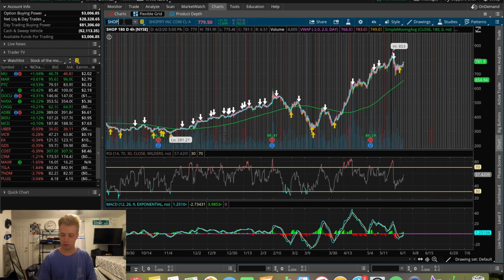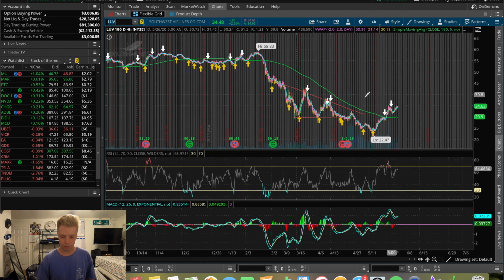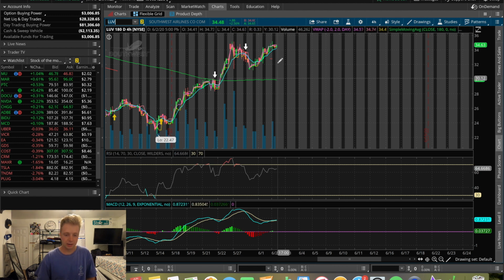And yet again, if you notice American Airlines right here, I decided to buy it, and it was honestly more on the oversold side. A reason why I may not be holding that long.